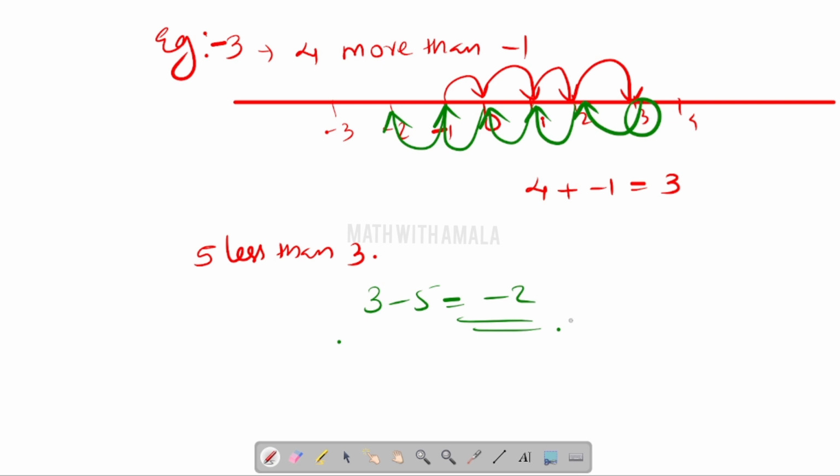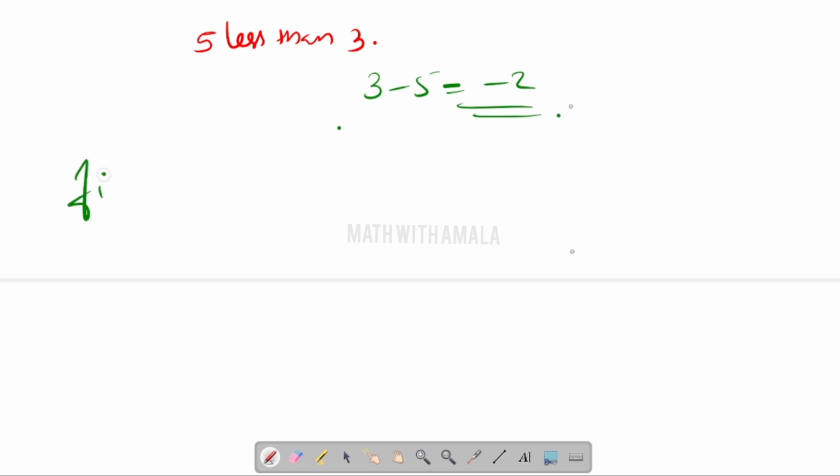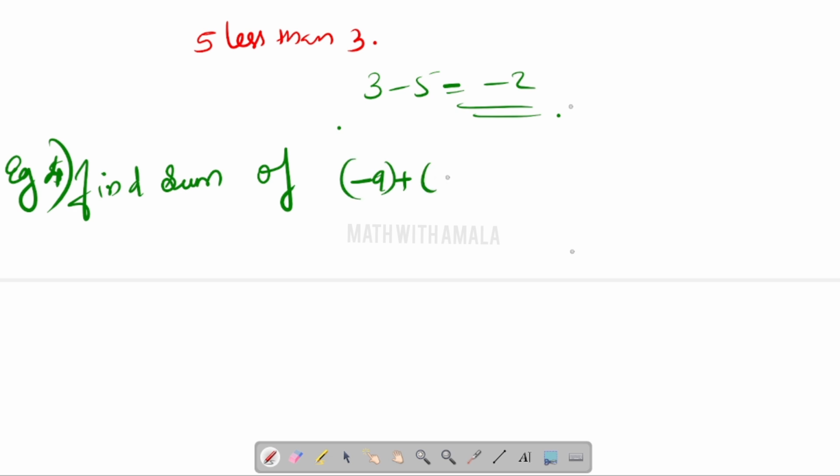That means you are taking the negative sign because you are having minus 5 as the larger number. So difference and difference, larger number sign. Find the sum of minus 9 plus 4 plus minus 6 plus 3.